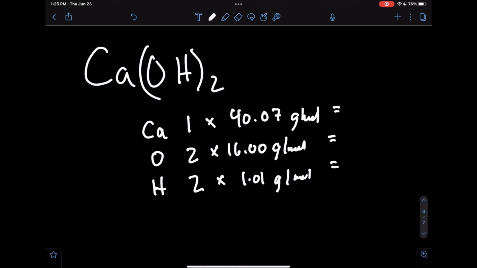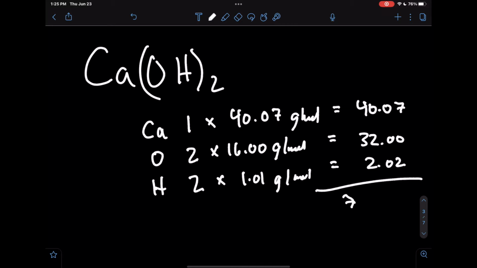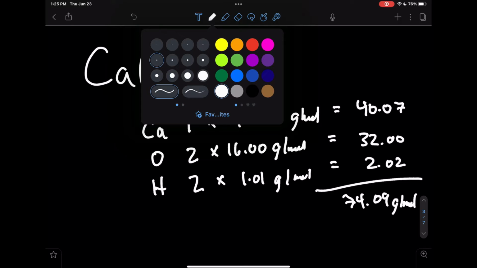Once we multiply these out, we have 40.07, 32, and 2.02. The last step is just to add all these up, and you'll get a number of 74.09 grams per mole for calcium hydroxide.